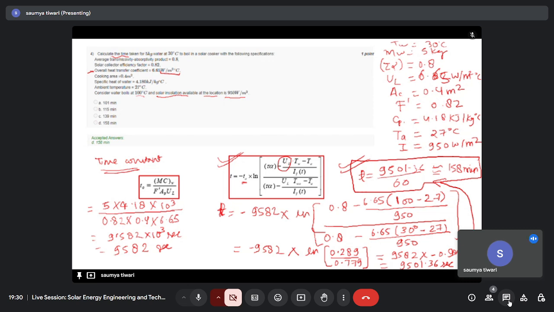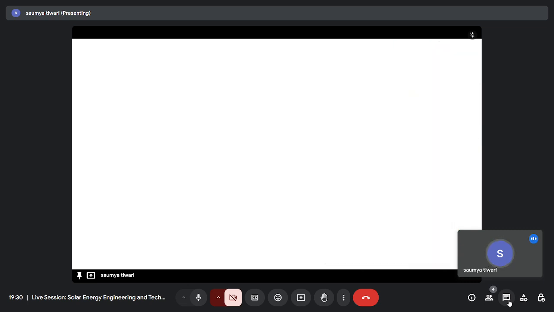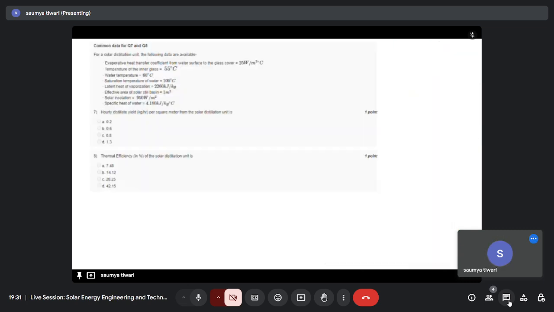Okay, let's move on to the next question. So this is a question on a solar distillation unit. I'll read this question aloud, so it will be more clear to you while approaching it. So for the solar distillation unit, the following data are available. The evaporative heat transfer coefficient from water surface to glass cover is given.